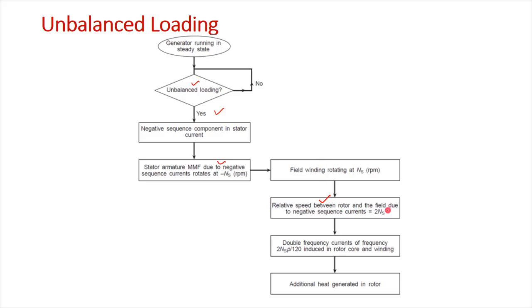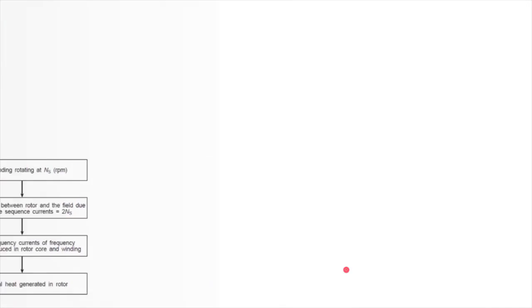So the relative speed between the rotor and the field due to negative sequence current becomes 2ns, right? And therefore double frequency currents of frequency 2 ns P by 120 are induced in the rotor core and winding. This double frequency current produced in the rotor core and winding causes the additional heat generated, as we have seen from the formulas of eddy current loss and hysteresis loss. Both increase when the frequency increases, right? So then how to protect? Our protection scheme should be such that it should detect the negative sequence component of the current, right?